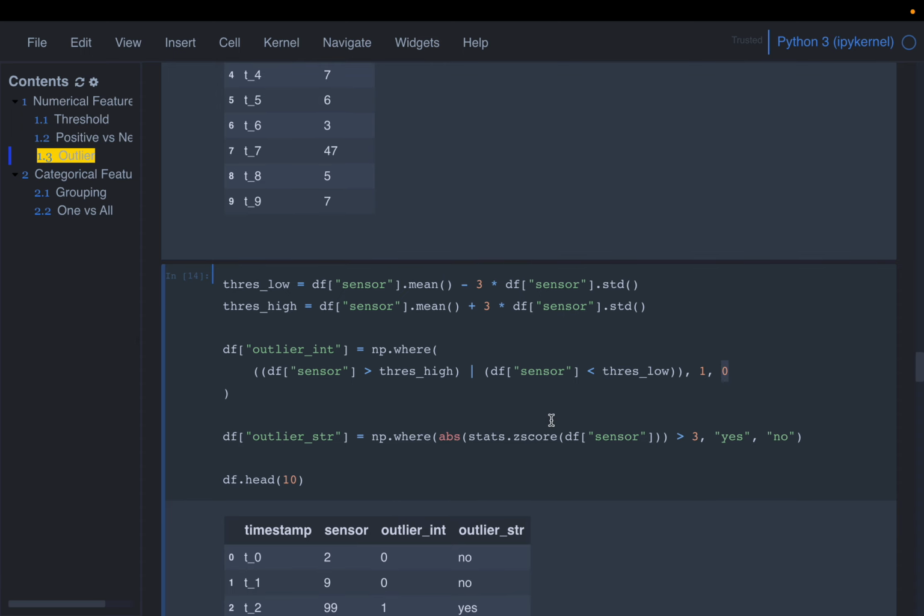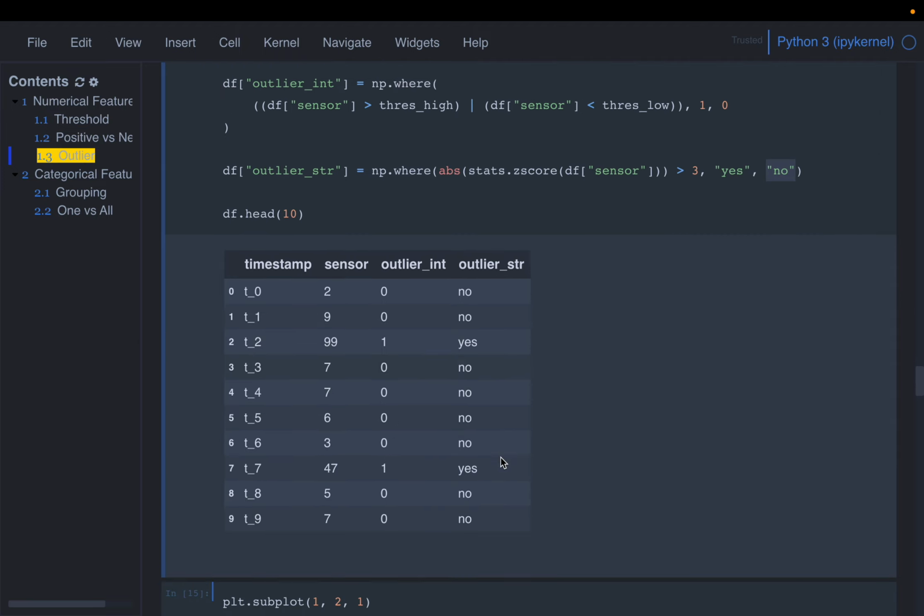We are doing the same thing, but here, instead of using the threshold low and threshold high values computed using the formula, we are using the z-score function from the statistics library, which basically does the same thing. It simply computes how many standard deviations away a value is from the given distribution. So here we are saying, if it's above 3 standard deviations away, we consider that an outlier. Otherwise, it's not an outlier.